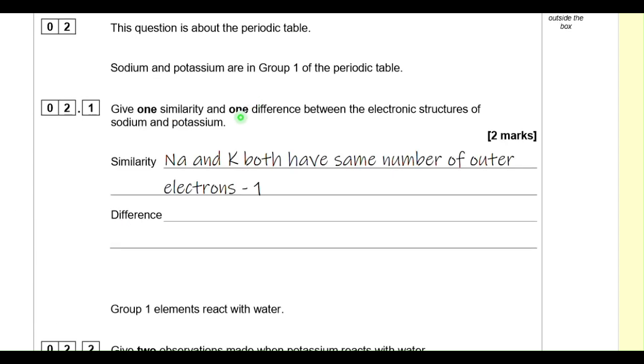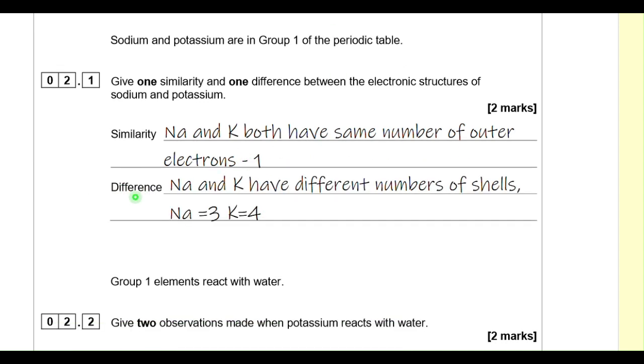To claim our first mark for the similarity, sodium and potassium both have the same number of outer electrons. For the second mark for the difference, sodium and potassium have different numbers of shells. Sodium has 3, potassium has 4. 1 mark for each, 2 marks.